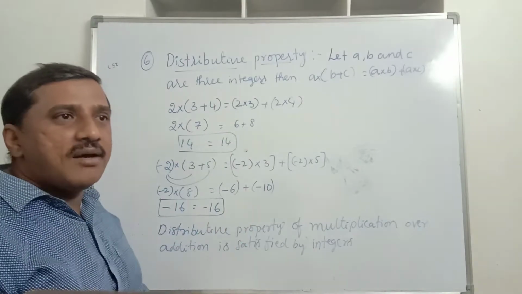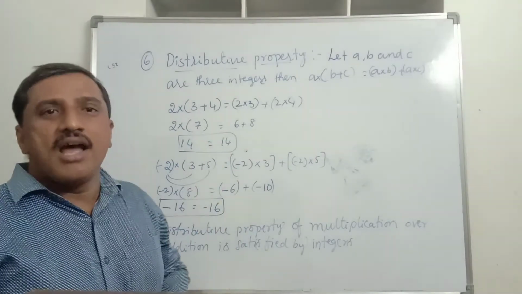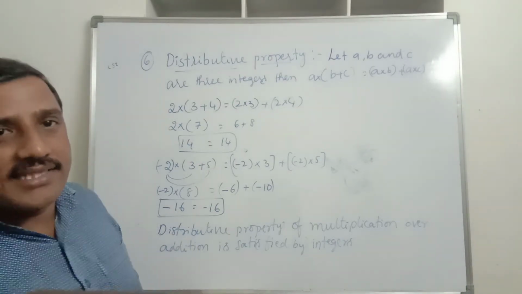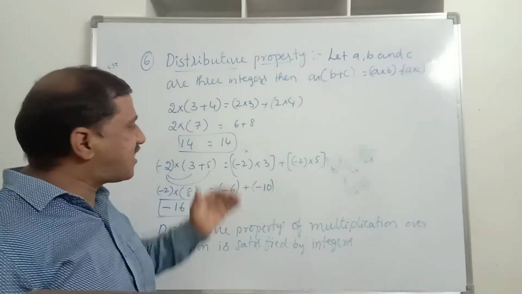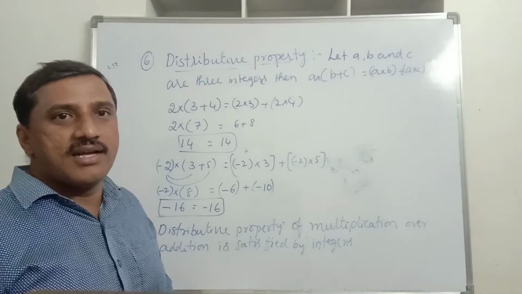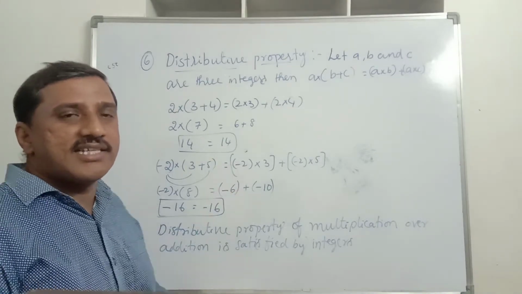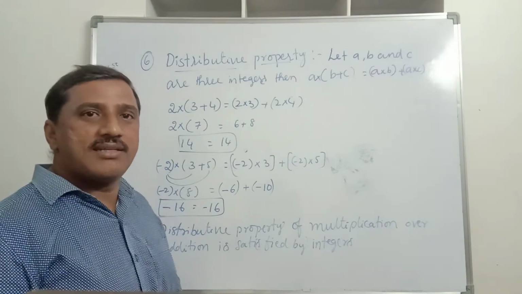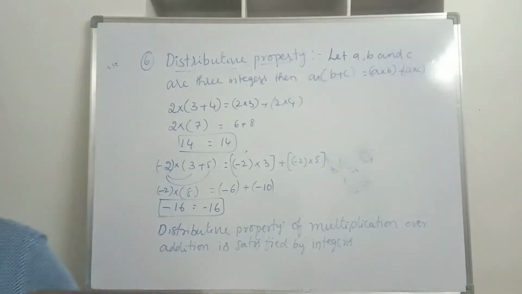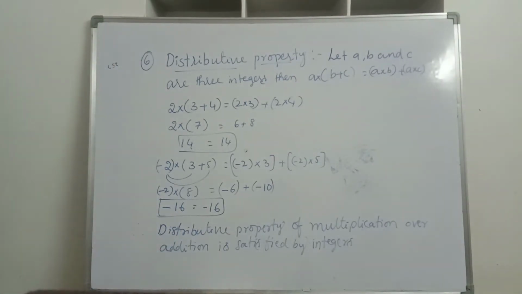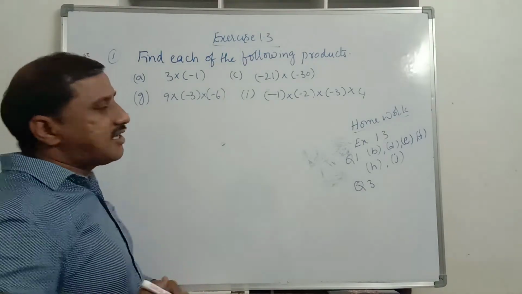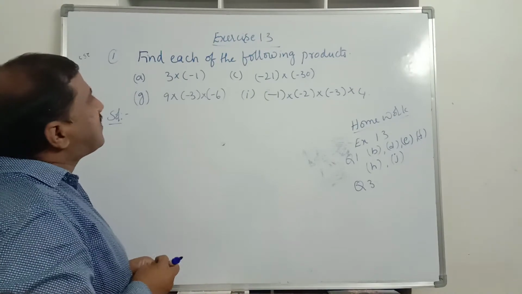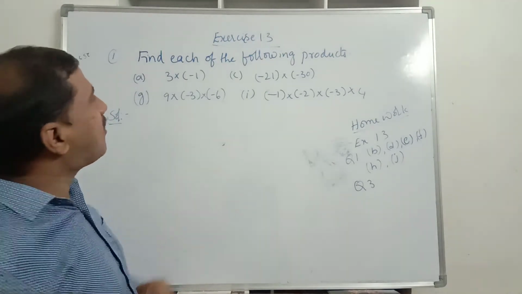Now we have studied the properties of integers under multiplication. With this knowledge we are going to discuss the exercise. The third exercise, we will discuss exercise 1.3 from our textbook. Is that clear, children? Now with the knowledge of properties of integers under multiplication, we will discuss the problems from exercise number 1.3.